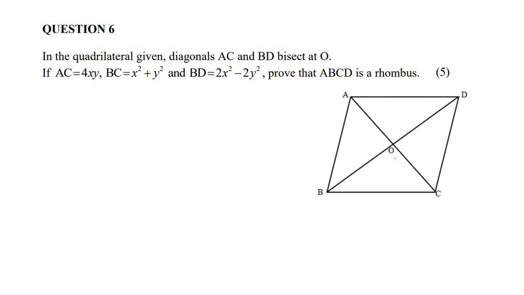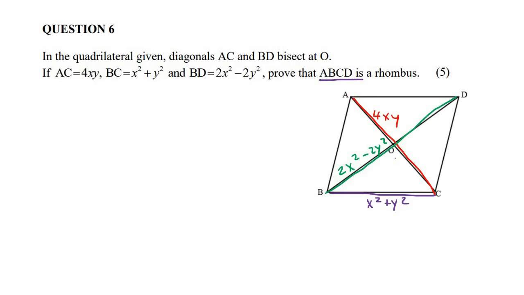Alright, so here we have a 5-mark question. It says, in the quadrilateral given, diagonals AC and BD bisect at O. If AC is equal to 4xy, and BC is equal to x squared plus y squared, and BD is equal to 2x squared minus 2y squared, and that's 4xy. Okay, so I decided to do it in different colors like that, so we know exactly what we're talking about here. Then it says to prove for 5 marks that this is a rhombus.